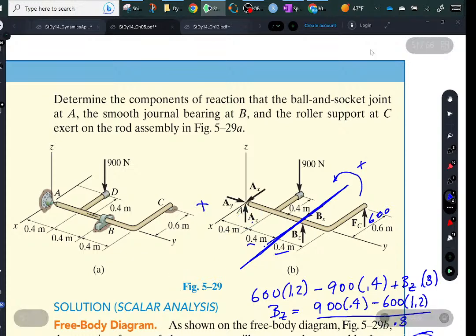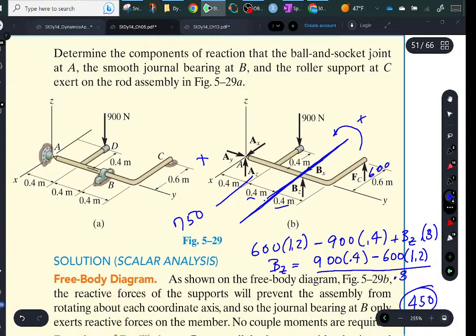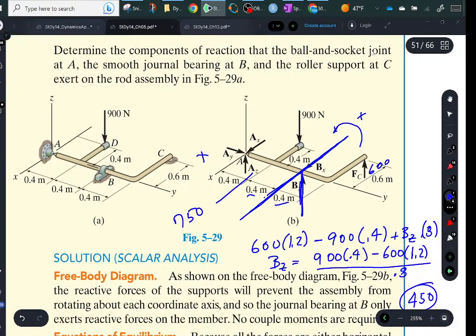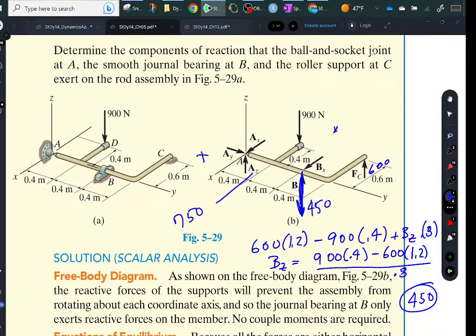Okay, so I got 750 here. Okay, what did I get here? I got 450, but it was going this way. So what else can I do? Well, what other line can I do? I got that one. Now let's find BX.